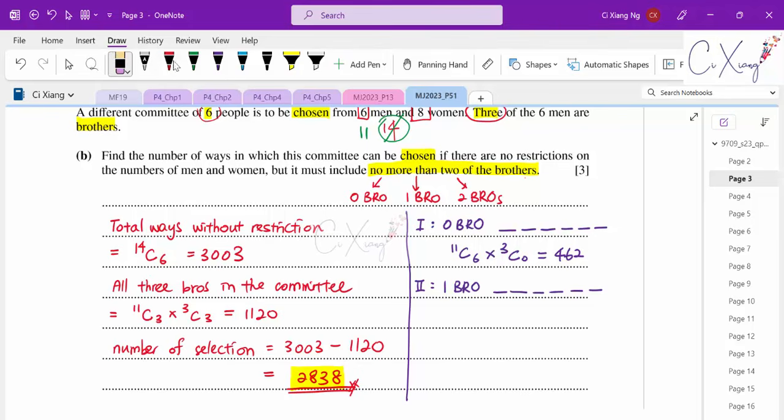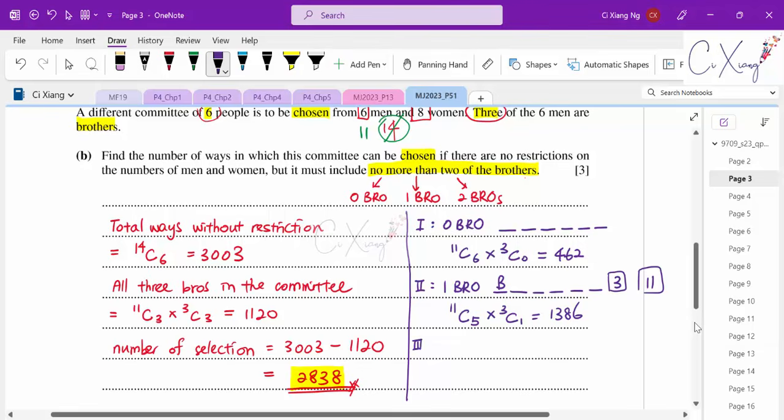For case number 2, I want to place one of the brothers in the committee, and the rest are not brothers. Again, I have 3 brothers and a total of 11 other members. From the 11 members, I want to choose 5 of them to be placed in the committee, and from the brothers, I want to choose 1 of the 3. So for this case, I have 11C5 multiplied with 3C1. What I get is 1386. So this is the second case.